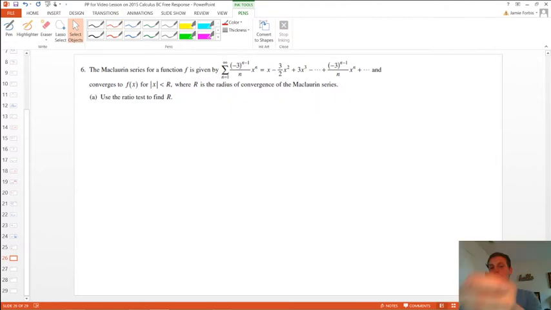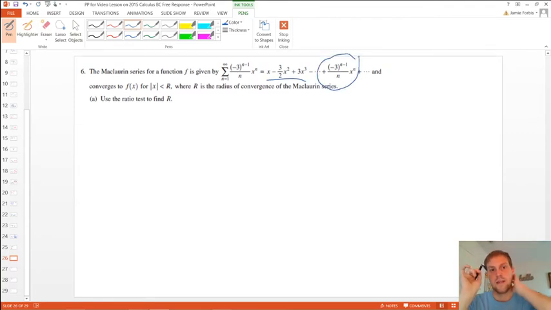All right, number 6, Maclaurin series. It says the Maclaurin series for a function f is given by some general formula here. It's negative 3 to the n minus 1, which is kind of interesting, over n times x to the n. And it's giving us the first 3 terms and the general term, which is from the summation. And it's saying that this is going to converge whenever the absolute value of x, notice because the center is at 0, it's just absolute value of x, is less than r, where r is the radius of convergence for the Maclaurin series. Part A says use the ratio test to find r.